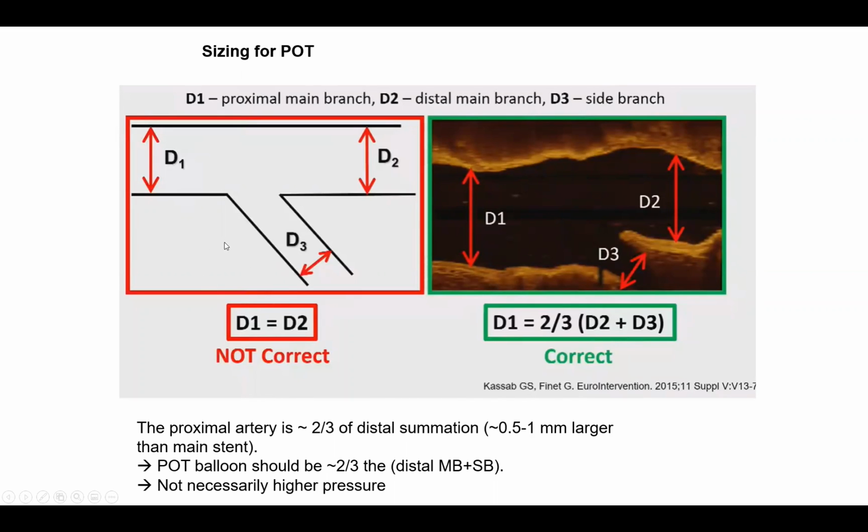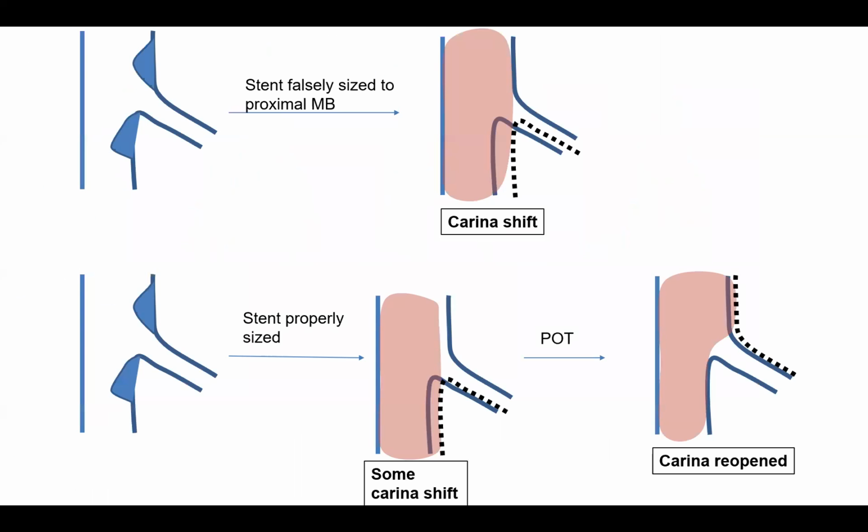The same rule applies when you do kissing balloon. The size of the kissing balloon in the overlap portion is not the summation of the balloon sizes. It's actually 2/3 of the summation of the distal balloons. It's very important to know that rule, 2/3 of the distal summation, to size your POT and to know what the size of the kissing balloon is in their overlap portion. Okay, so you POT here with a 3.75 millimeter balloon.